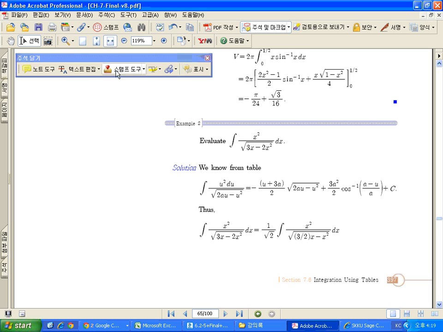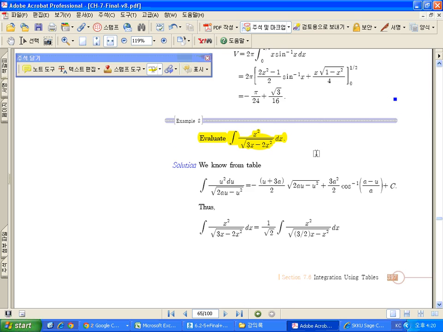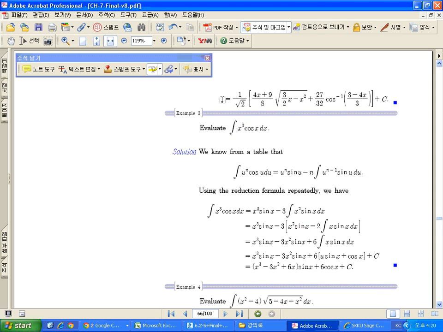Next, evaluate this integral. From here, by the substitution, since we know the table, we have this table. There are some similarities like this. So this given integral can be written in this way, which agrees with the form of the formula that we see in the table. Then we use the table.